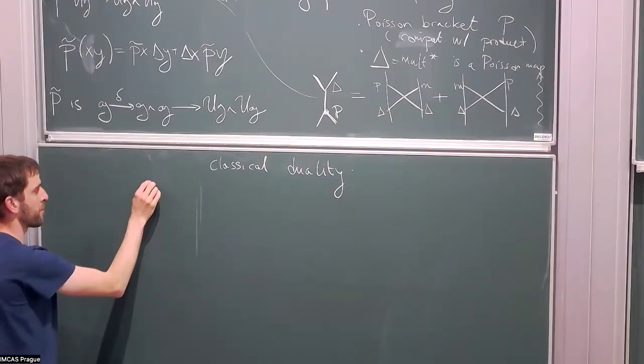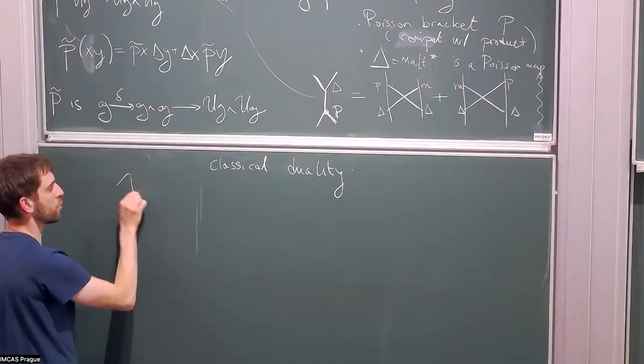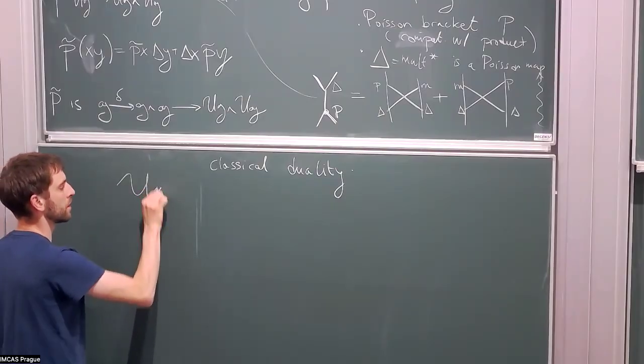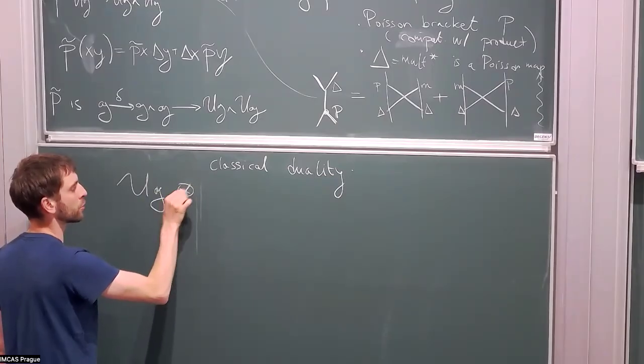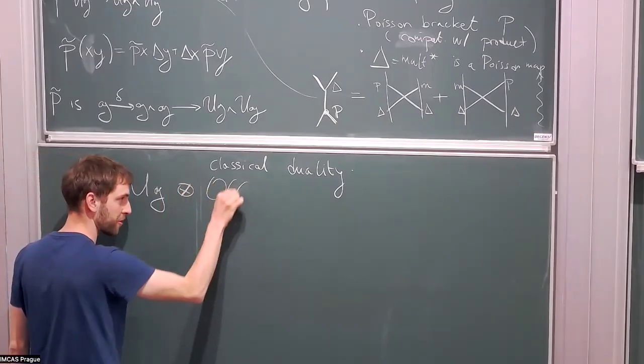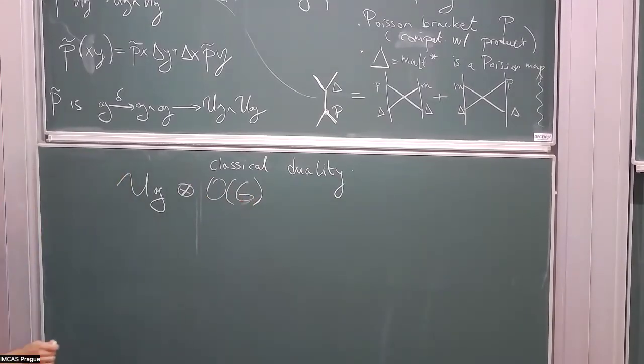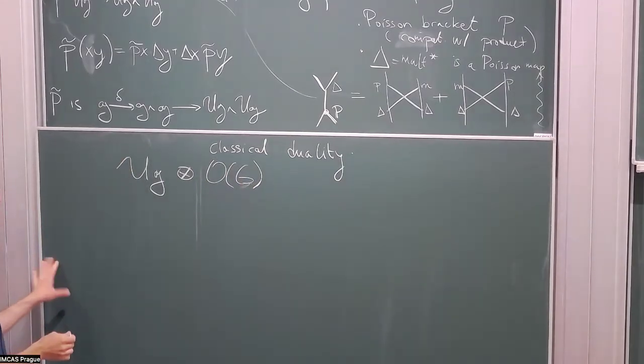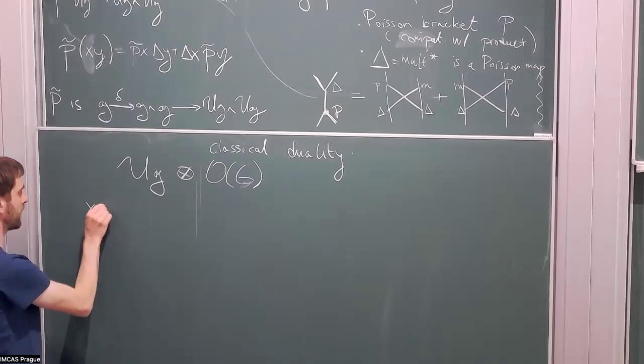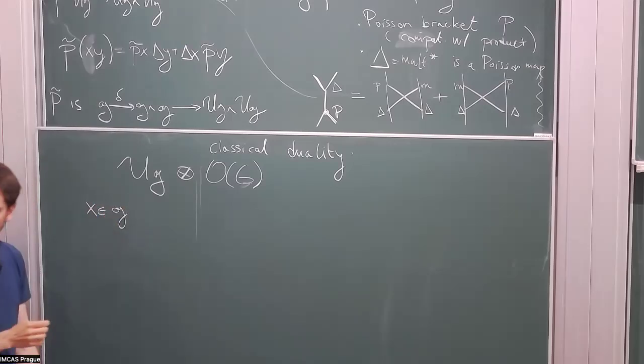You have a pairing between UG and functions on the group, and we are getting close to the point where we actually have to think what kind of functions on the group we use. Not yet. So, right. Okay, so if we have an element in the Lie algebra, we can pair it with a function as follows.